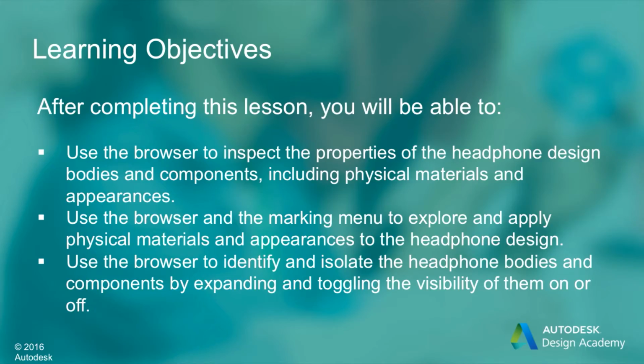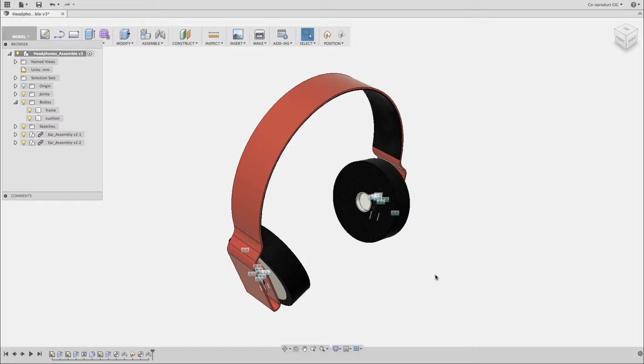After completing this lesson, you'll be able to use the browser to inspect the properties of the headphone designed bodies and components, including physical materials and appearances. You'll be able to use the browser and the marking menu to explore and apply physical materials and appearances to the headphone design, and use the browser to identify and isolate the headphone bodies and components by expanding and toggling the visibility of them on or off.